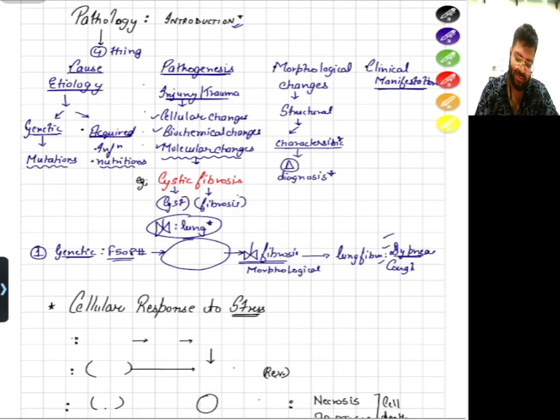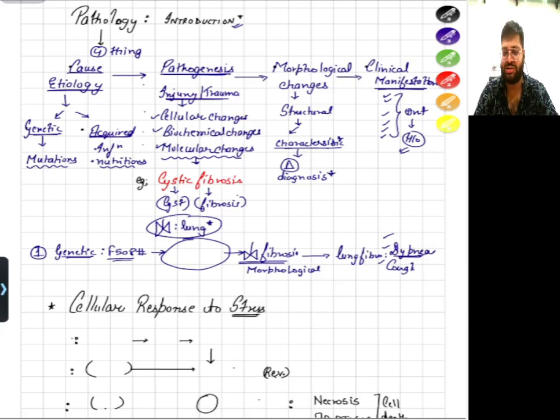The last is clinical manifestation. These are the things which the patient will present in the history of the patient. When the patient presents to you in clinics, here you can find these features. But this is the sequence of any disease. There is a cause, there is a pathogenesis, and you will see morphological changes, or maybe you don't see morphological changes, and it will manifest in clinics.